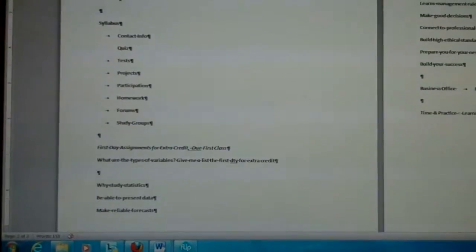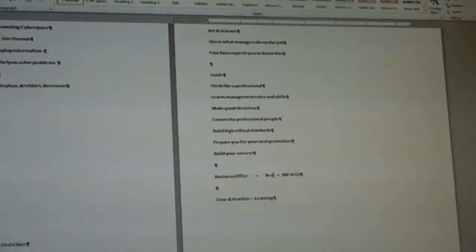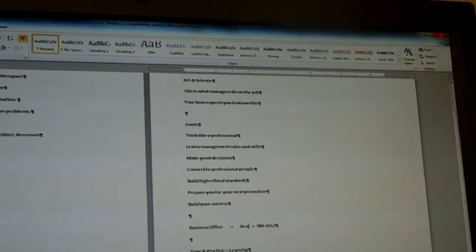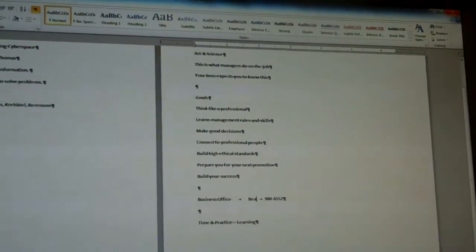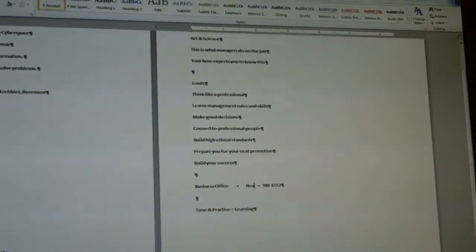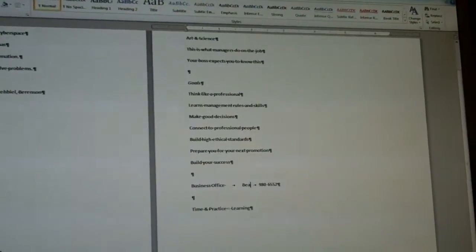Why do we study statistics? We'll probably take a look at that. Pretty much we can say statistics helps us to describe or predict. So that's kind of how I look at it. So that means we do a lot of describing. The last half of the class will do a lot of predicting, okay? It's kind of an art and a science. That's the good news. So it's not all hard, strict numbers. It's basically what managers do on the job, and your boss expects you to know this, okay? So if you want to be good, here you go.